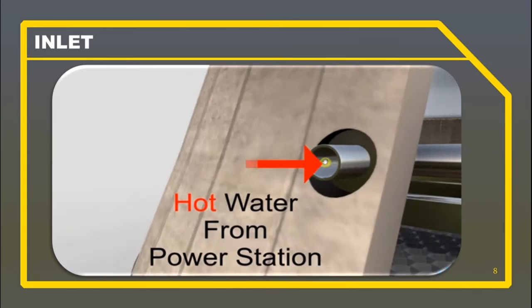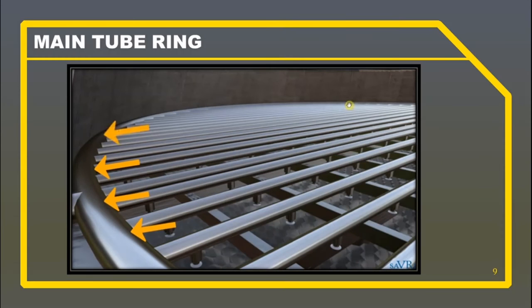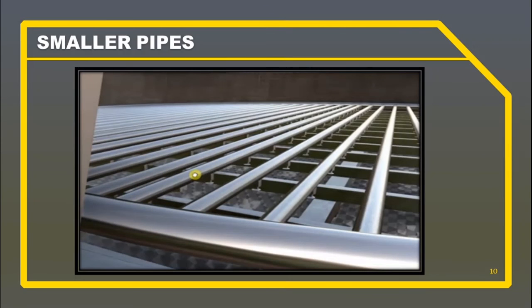The hot water is pumped out from the condenser into the inlet of the distribution manifold at the cooling tower. The hot water from the pump is pumped into the distribution manifold inside the cooling tower. The distribution manifold varies in design. If we focus on the natural draft cooling tower, the design has a main tube ring which goes around the entire tower, and it is connected by several smaller pipes across its diameter.